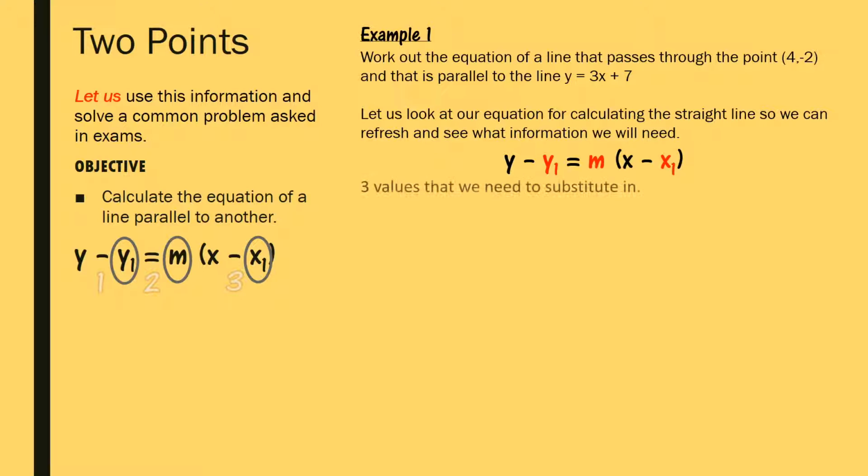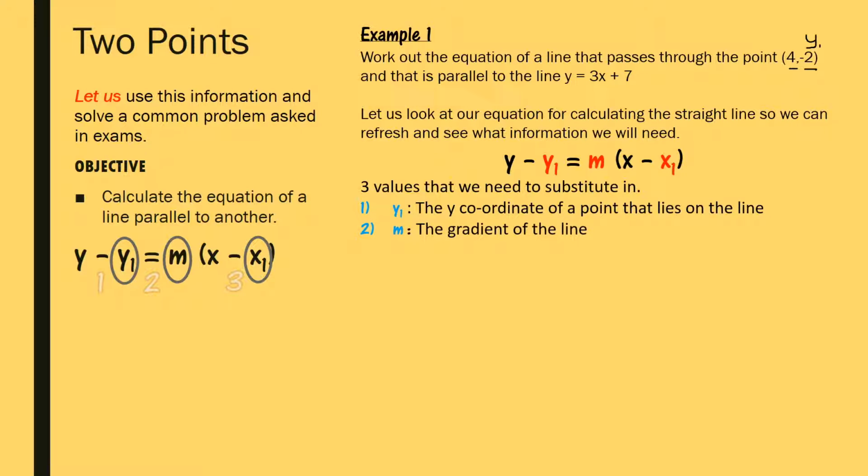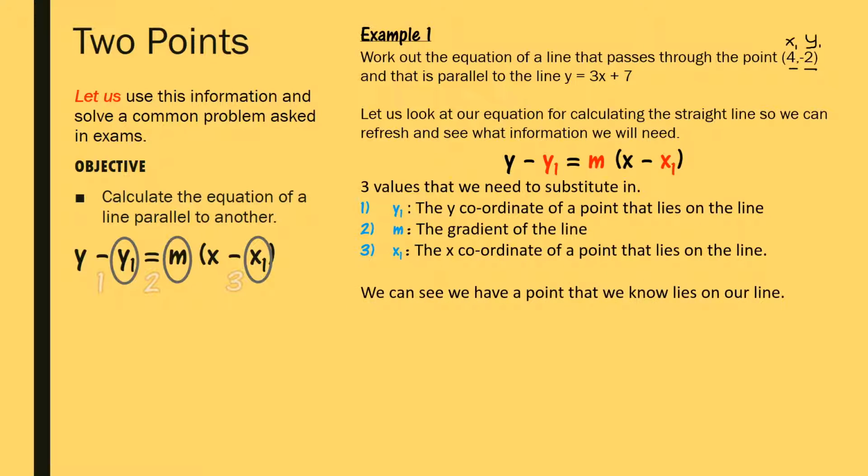We need 3 values. So we need a y coordinate of a point that lies in the line, which we can see here. So the equation of a line that passes through the point (4, -2). So the y coordinate is this one here. So that's our y1. Our gradient, m, next one across. Well, we know the parallel lines have the same gradient, which we'll come back to in a second. It's there. And the x coordinate of a point that lies in the line is, as I just pointed out before, the x coordinate that's up there. Okay. So (4, -2) is our x1, y1.